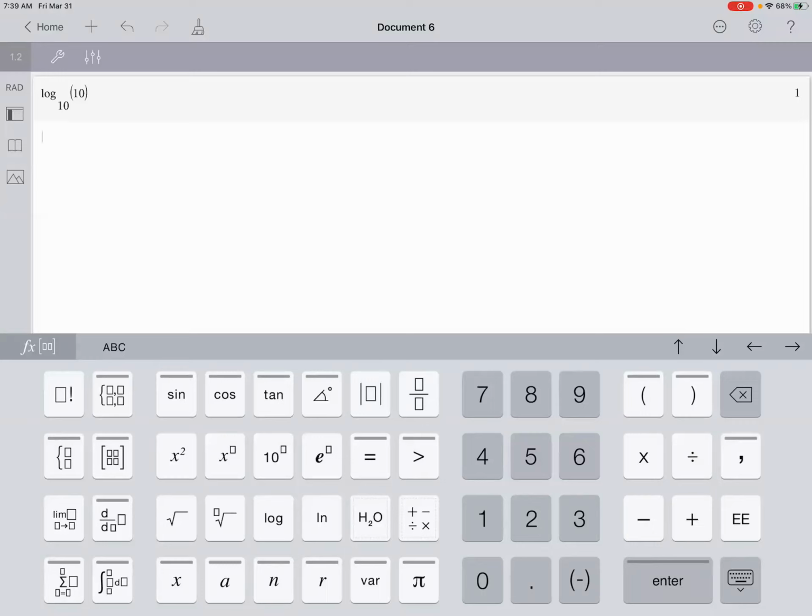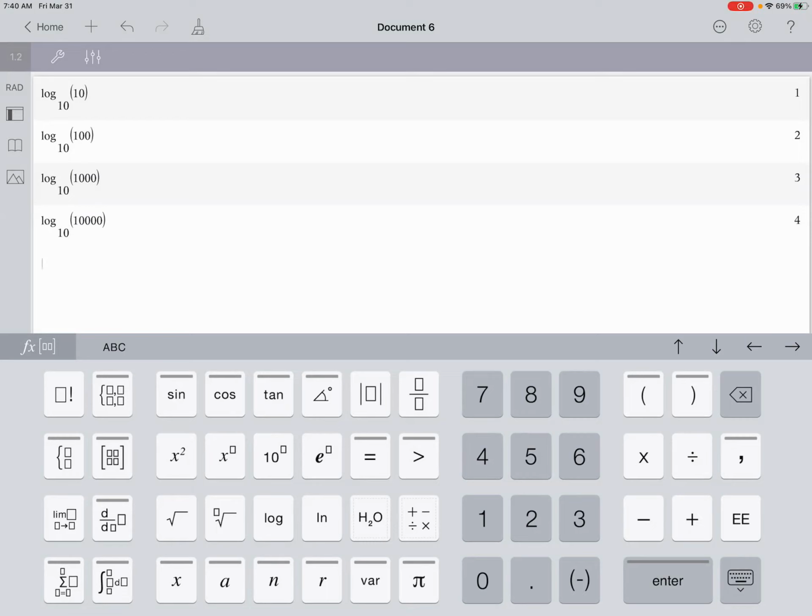If you type log 10, it's 1. If you type log base 10 of 100, it's equal to 2. If you type log base 10 of 1000, it's equal to 3. If you type log base 10 of 10,000, it is equal to 4, and so forth. So if I ask you, can you explain how we get 1, 2, 3, and 4 for these four answers?